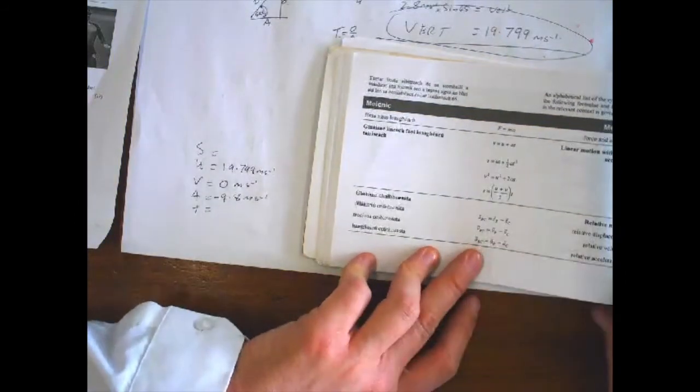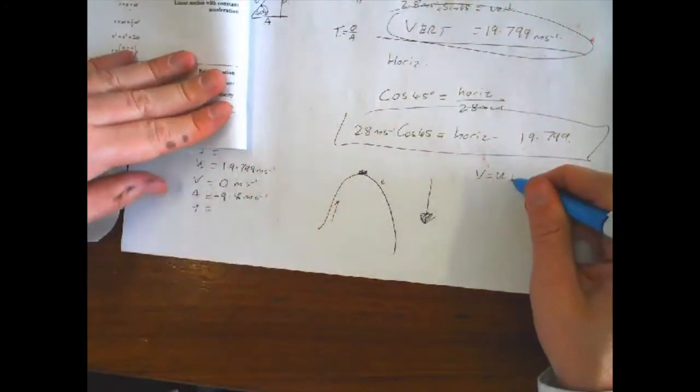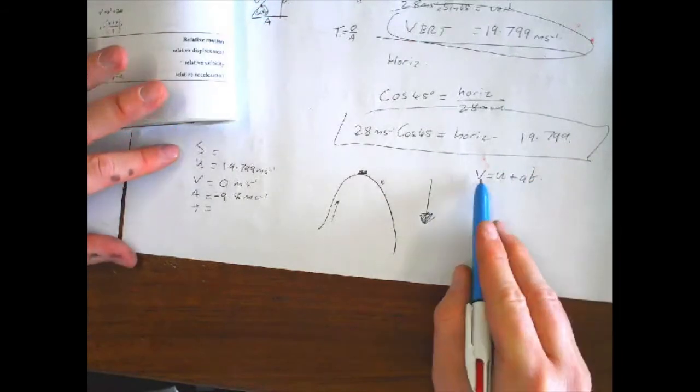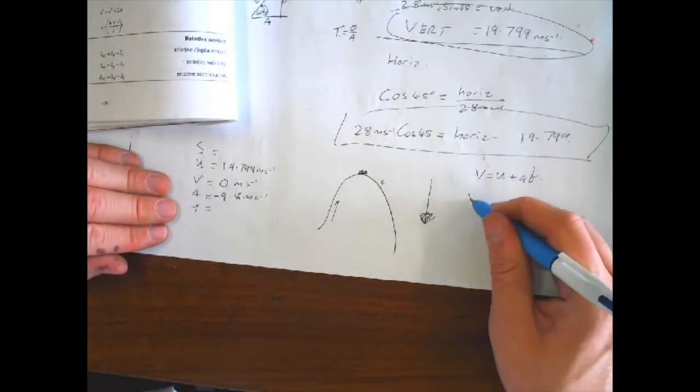We know V, we know U, we know A. We're looking for T, time, how long the ball was in the air. So I think the easiest one here is V equals U plus AT. See if that helps us. V equals U plus AT, because we know V, U and A, we just don't know T.